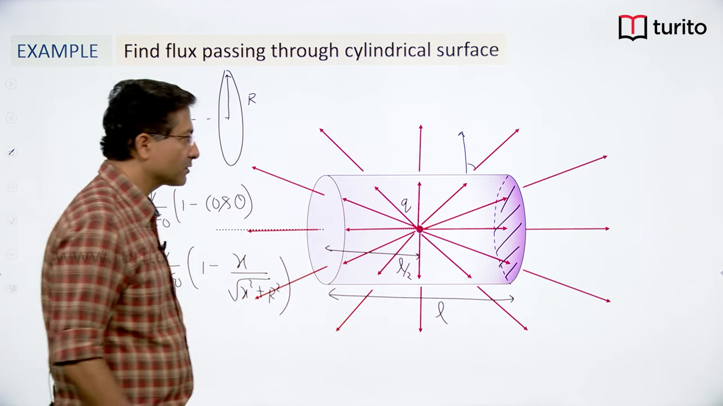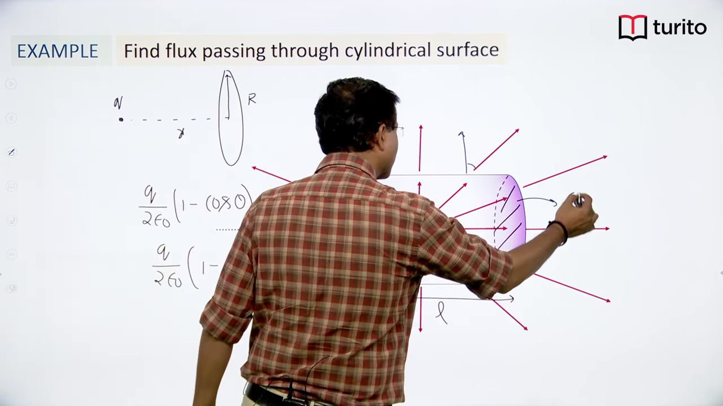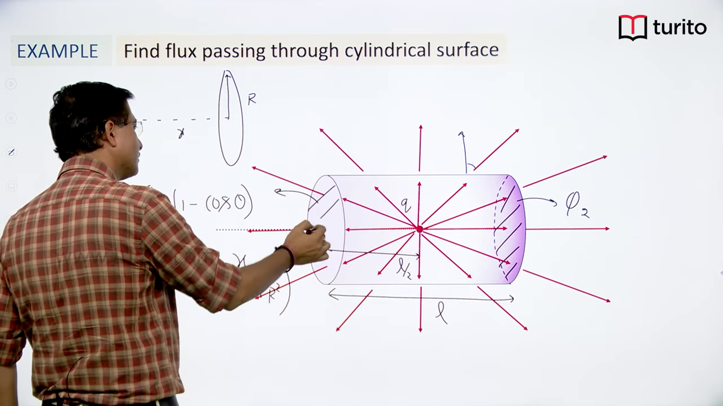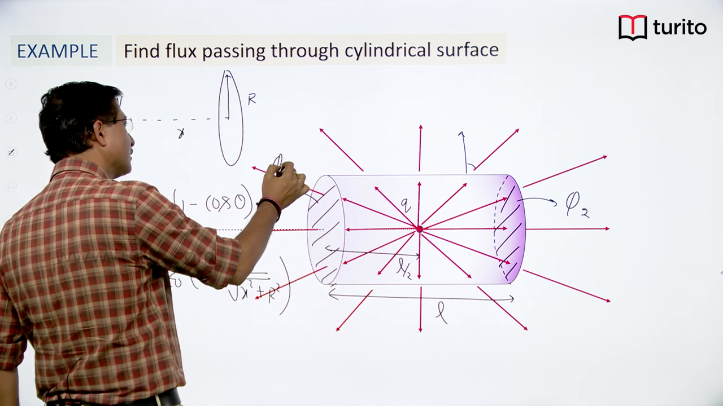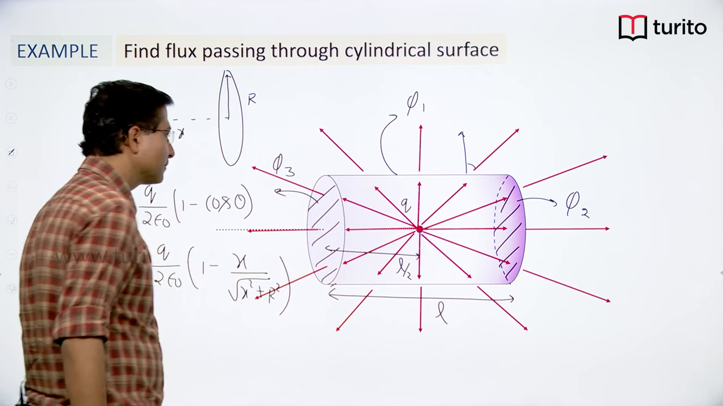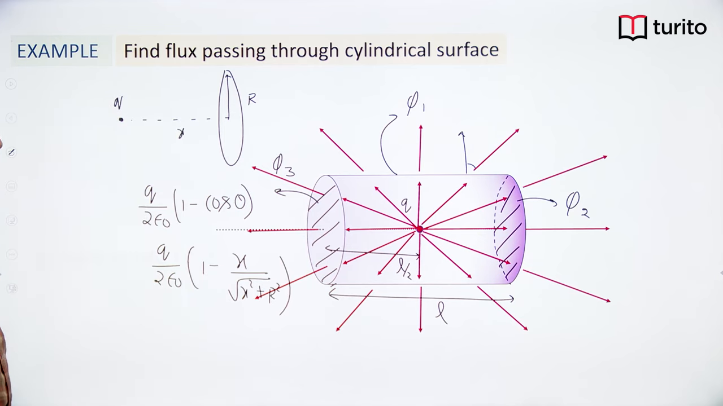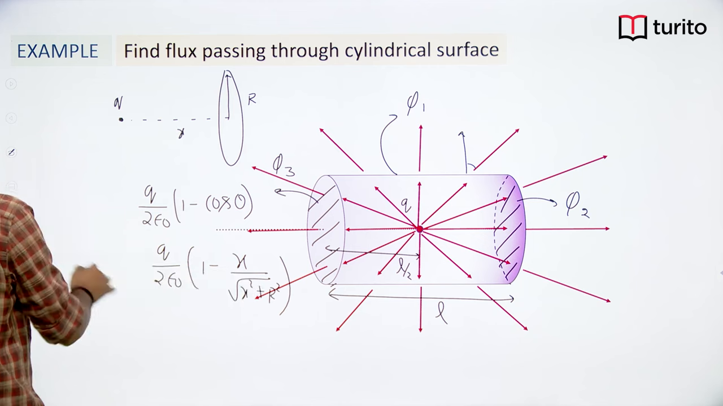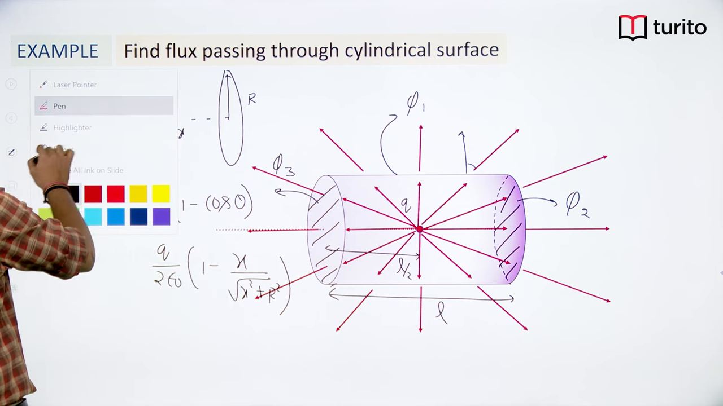Let us call it surface 1, or surface 2. Let us call the flux passing through this one phi 3, and the flux passing through this one phi 1, right. And this is the formula we are going to use. So phi 1 and phi 3, I can directly write phi 1. Look at the diagram. This is the formula we are going to plug in the values.